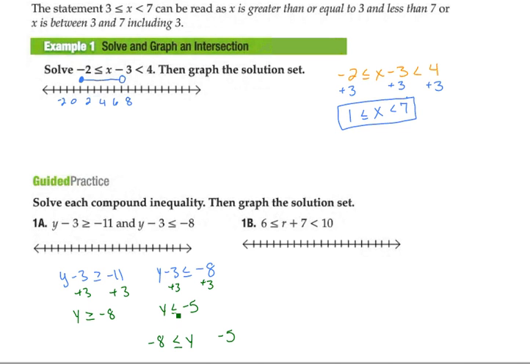This also says y is less than or equal to negative 5. So y is less than or equal to negative 5. Does that say the same thing as here? Yes, it does. So here is my and statement. Now I'm going to go ahead and graph this.